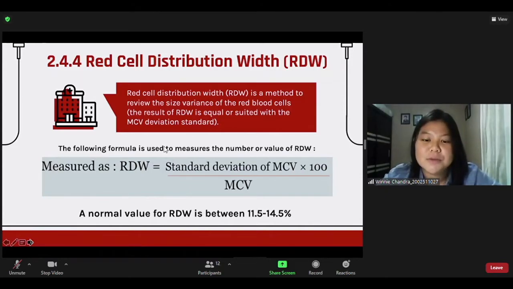Red cell distribution width is a method to review the size variance of the red blood cells. The result of RDW is equal or suited with the MCV deviation standard. The following formula is used to measure the value of RDW. A normal value for RDW is between 11.5 and 14.5%.